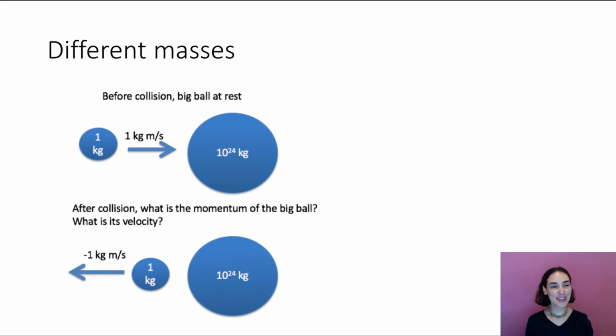For example, here's a 1 kilogram ball, and it's going to hit a slightly bigger ball. And by slightly bigger, I mean 10 to the 24th times bigger. And we're going to say the big ball is initially at rest, so that the total momentum of the system pre-collision is 1 kilogram meter per second. After the collision, it still has to be 1 kilogram meter per second, even if that little ball bounces off the big one and starts going in the other direction with the same speed that it had when it hit the big ball initially.